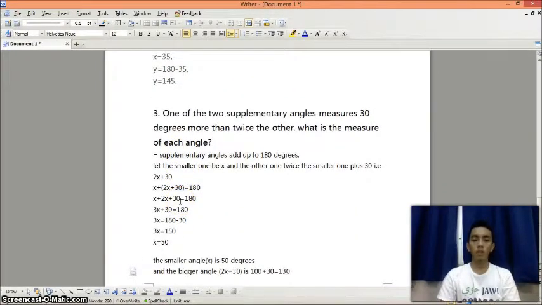Okay, and the last question is, one of the two supplementary angles measures 30 degrees more than twice the other. What is the measure of each angle? As we know, supplementary angles add up to 180 degrees. The solution is here. Let the smaller one be x and the other one twice the smaller one plus 30, that is 2x plus 30. So we put that in an equation again: x plus open bracket 2x plus 30 close bracket equals 180.